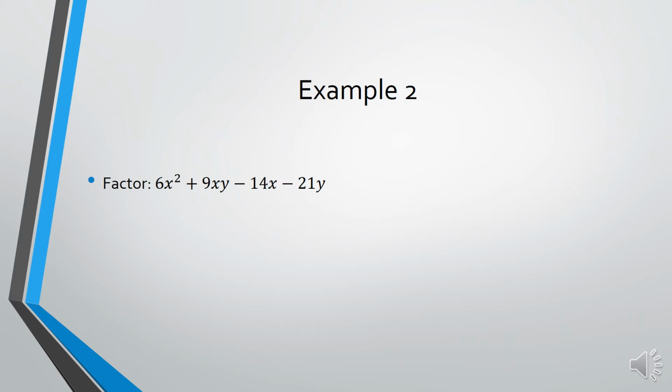And now let's try that again. So I'm first going to group my first 2 terms. So 6x squared plus 9xy. My greatest common factor, well, for the coefficient would be 3, and then looks like x. No y because y doesn't appear in both terms. Once I factor that out, so I'm going to divide both terms by 3x. That gives me 2x plus 3y.